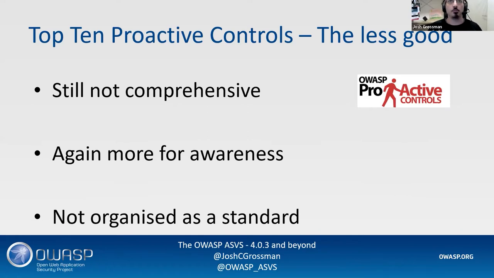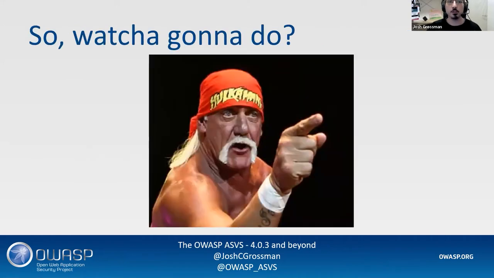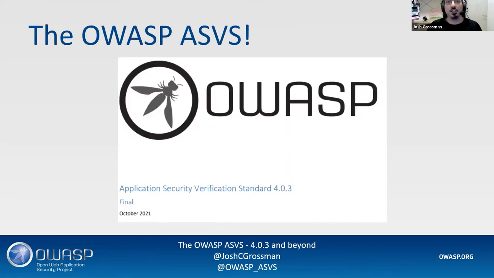But what if we want to build a product, we want to build our piece of software, and we want to have, okay, here are all the things we need to think about, here's a methodical way to think about building security into this product. What are we going to do? So as you might have guessed from the title of the talk, the answer is the OWASP Application Security Verification Standard.